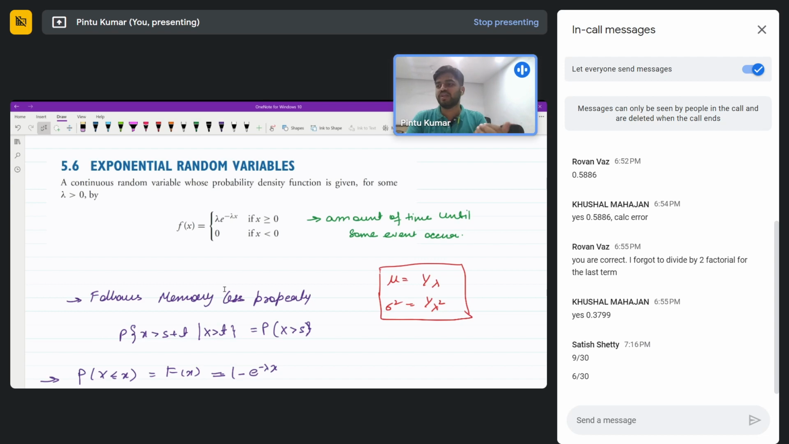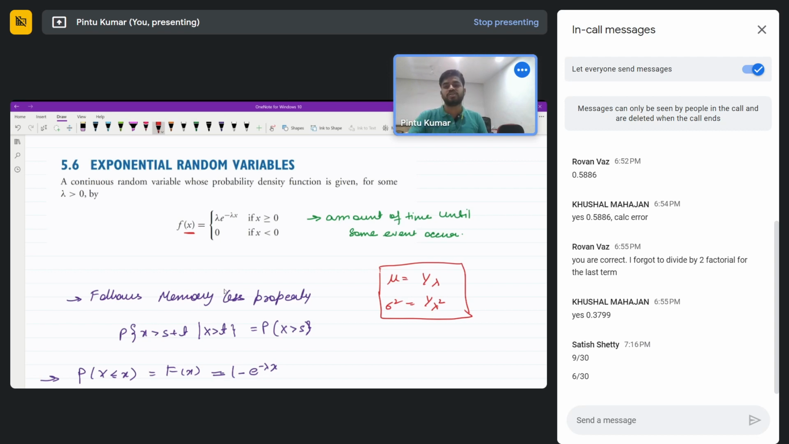People even use it in the medical field. So how to queue your patients, right? Like how many operation theaters you want to open in a hospital so that the patients don't suffer, and those kinds of problems are also tackled. So this is a random variable which gives you the amount. So this x represents the amount of time until the next event occurs. This is given by lambda e to the power minus lambda x, whenever x is greater than or equal to 0, obviously, since the time would be positive.